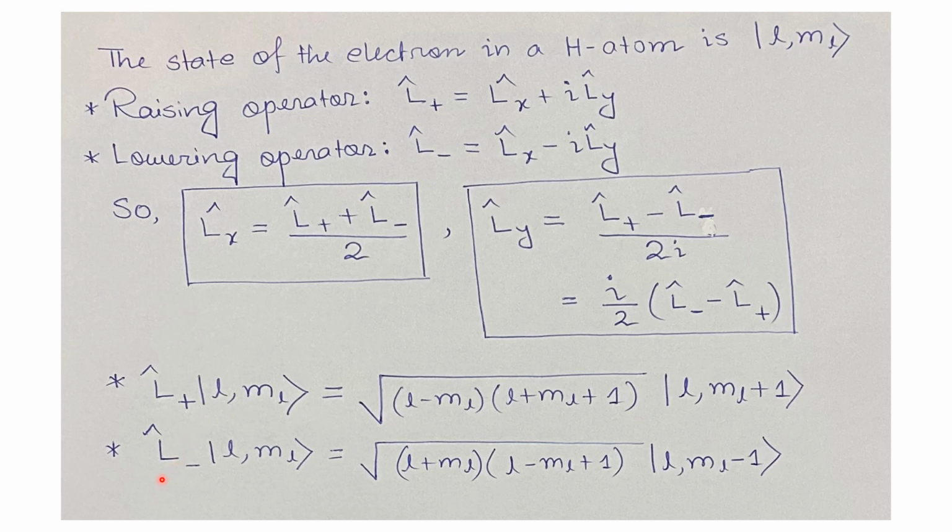And when the L minus cap operator acts on the state |L, ml⟩, it will give root over (L plus ml) times (L minus ml plus 1) times this state |L, ml minus 1⟩. So basically this operator L minus acting on the state |L, ml⟩ is lowering the value of ml by 1. That is why it is known as the lowering operator.